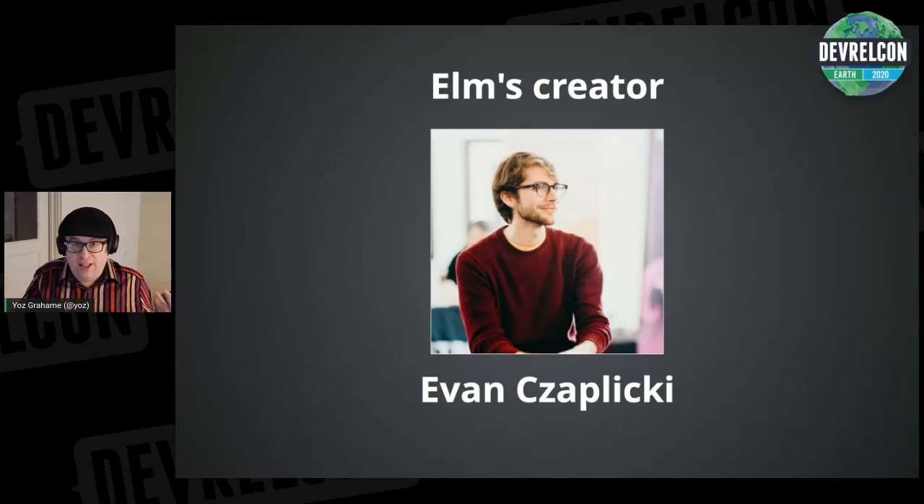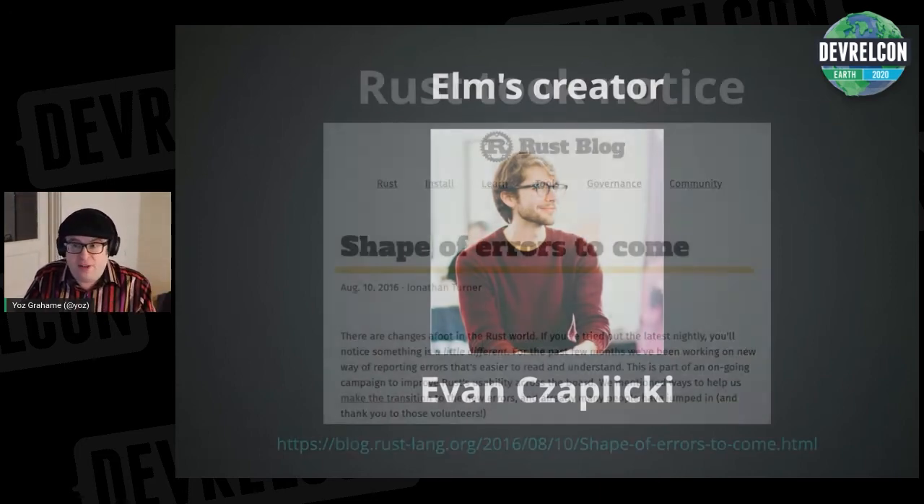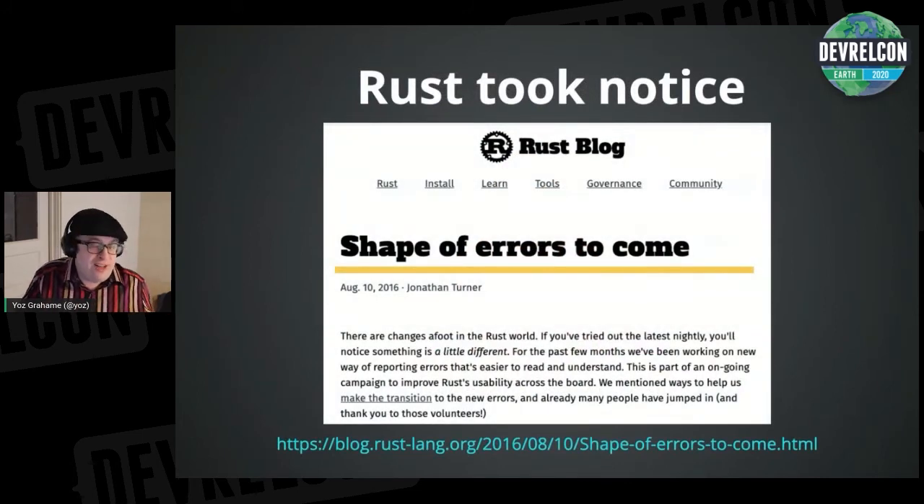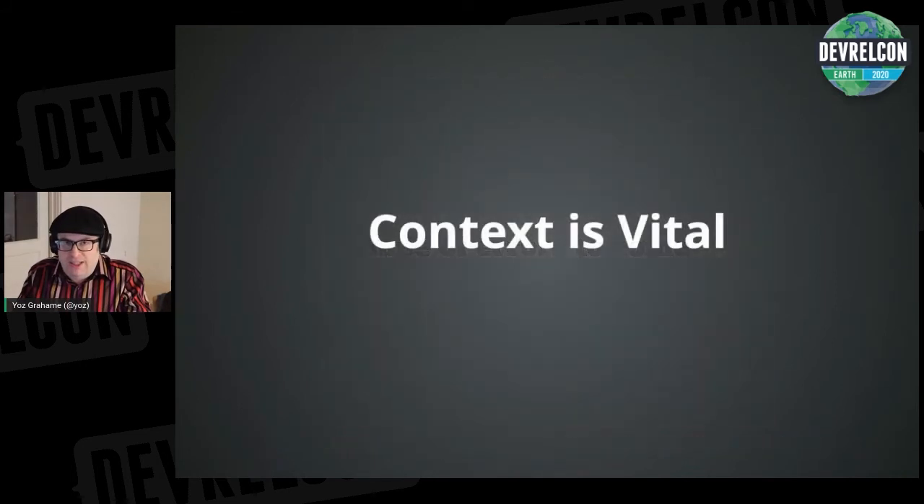And they'll mention the error messages within the first few seconds of talking to you about why Elm is so good. Fortunately, his approach, Evan Zaplicki's approach, is now being copied by other languages, such as by Rust, the relatively new and increasingly popular language that's come out of Mozilla. If you read this blog post, they have directly gone to Elm for their model of what error messages should look like.